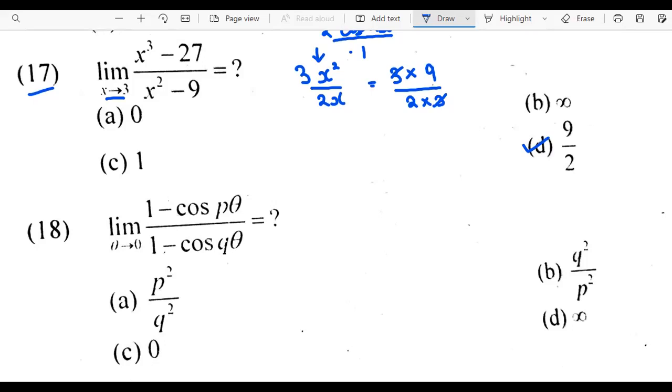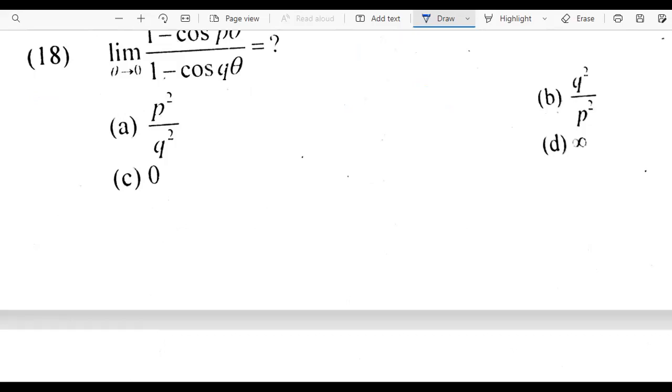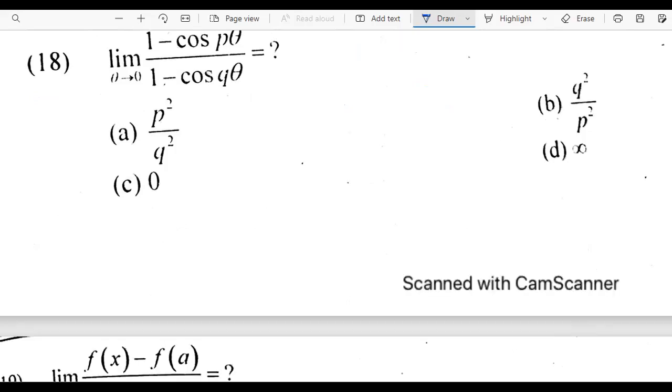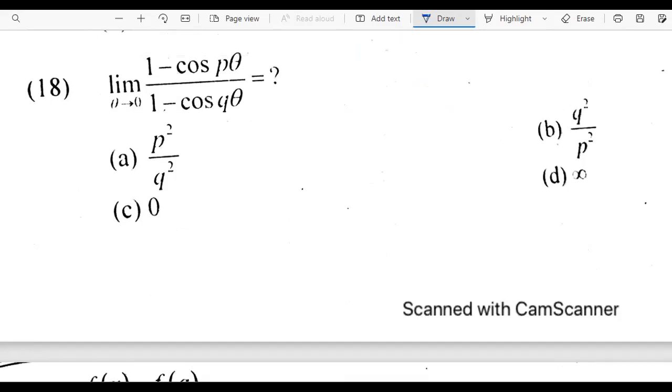Okay. Let's talk about the 18th question. Now in the 18th question, we have limit of 1 minus cos p theta divided by 1 minus cos q theta, and theta is going to 0. We know that cos is 1 at 0. So again, we are getting 0 by 0 form. We need to differentiate both the numerator and the denominator.